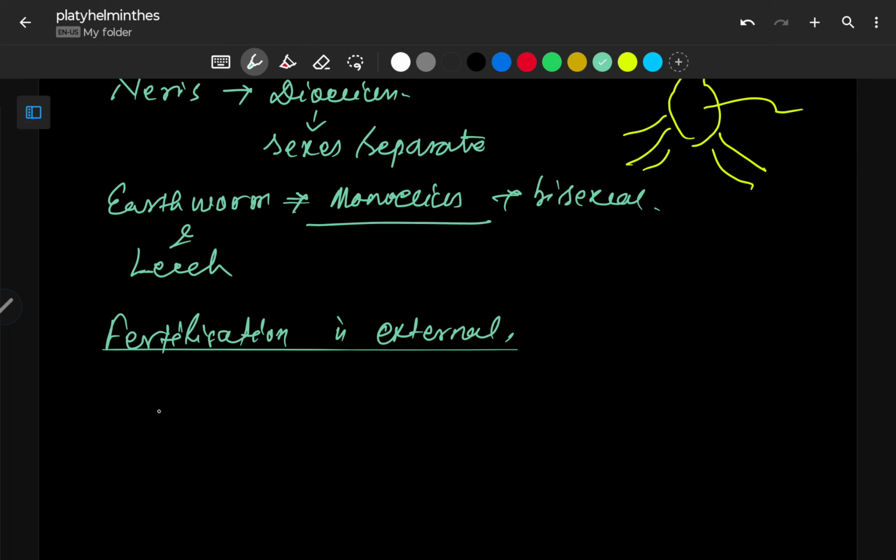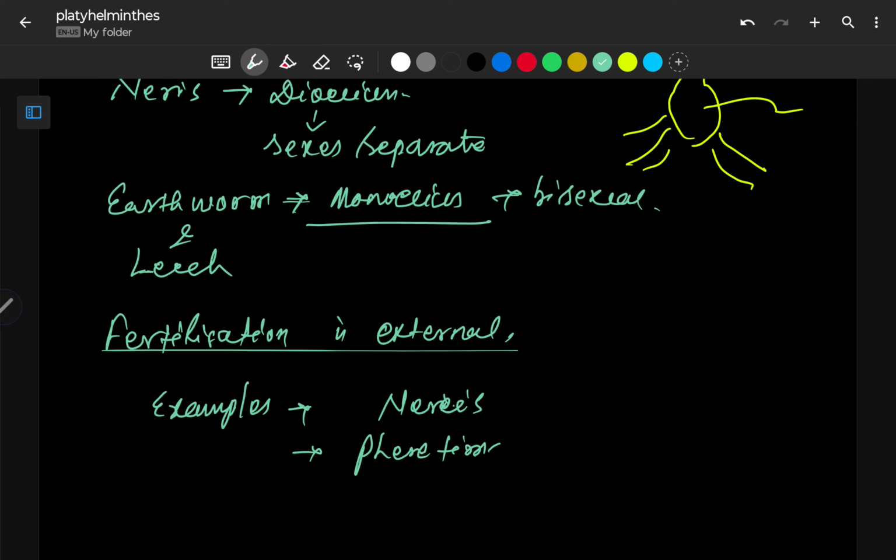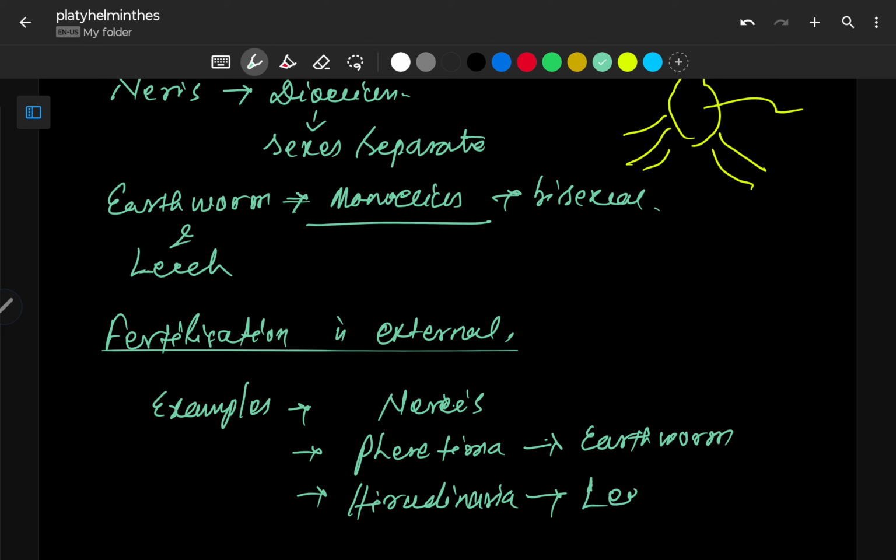Now come to the examples. The examples include Nereis. The next is Pheretima, the scientific name of earthworm. Then Hirudinaria, they are known as leech.